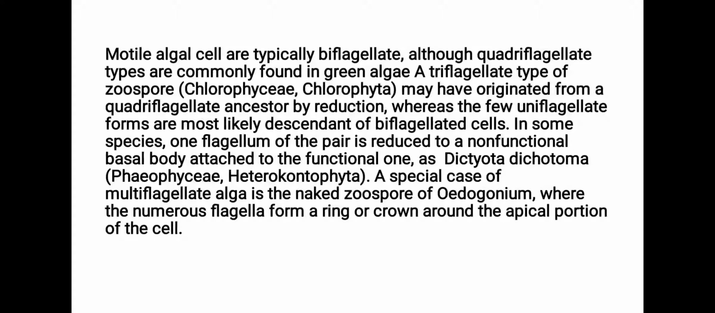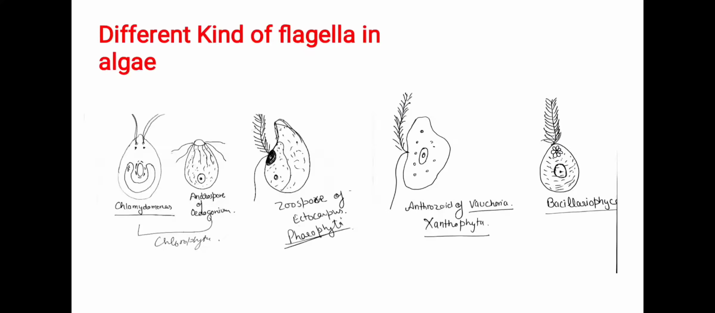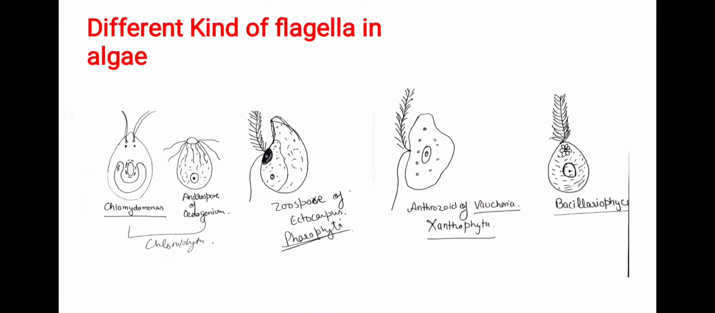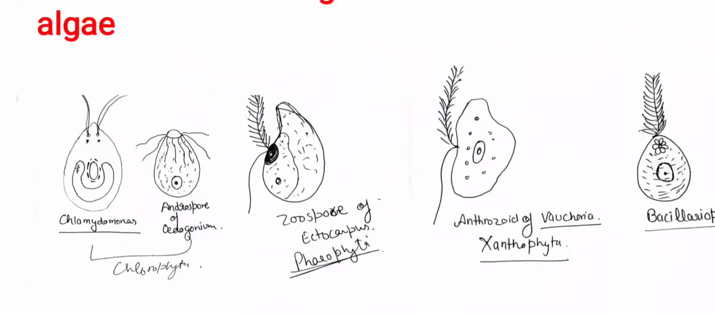Students, a special case of multiflagellate alga is the naked zoospore of Oedogonium, where the numerous flagella form a ring or crown around the apical portion of the cells, as you can see in the second image. Students, here you can see different kinds of flagella in algae. First one, flagella occurring in pair in Chlamydomonas. Second is in the androspore of Oedogonium. They occur in the form of a ring at the apical portion.